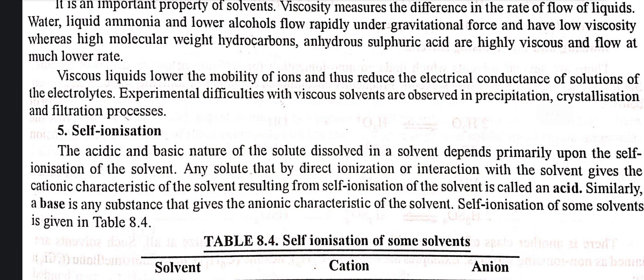Fifth, self-ionization. The acidic and basic nature of the solute dissolved in a solvent depends upon the self-ionization of the solvent. Any solute that by direct ionization or interaction with the solvent gives the cationic characteristic of the solvent resulting from self-ionization of the solvent is called an acid. Similarly, a base is any substance that gives the anionic characteristic of the solvent.